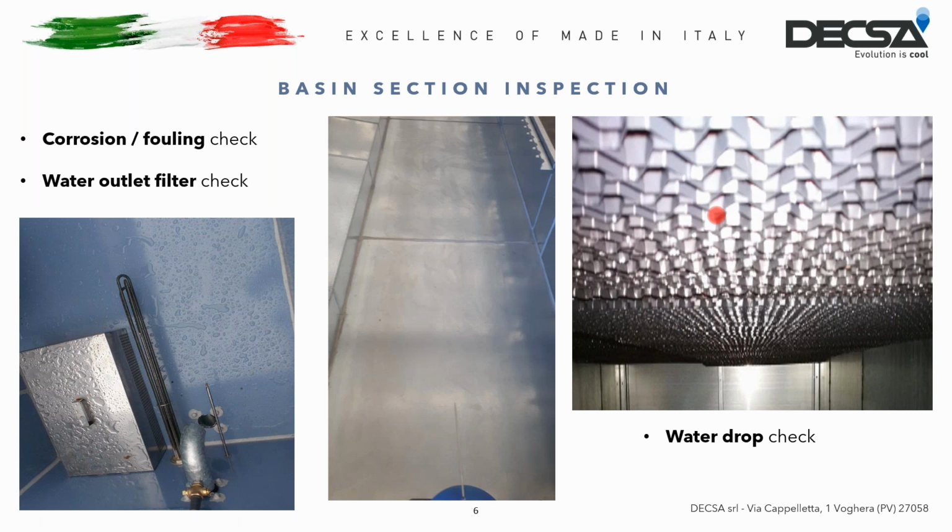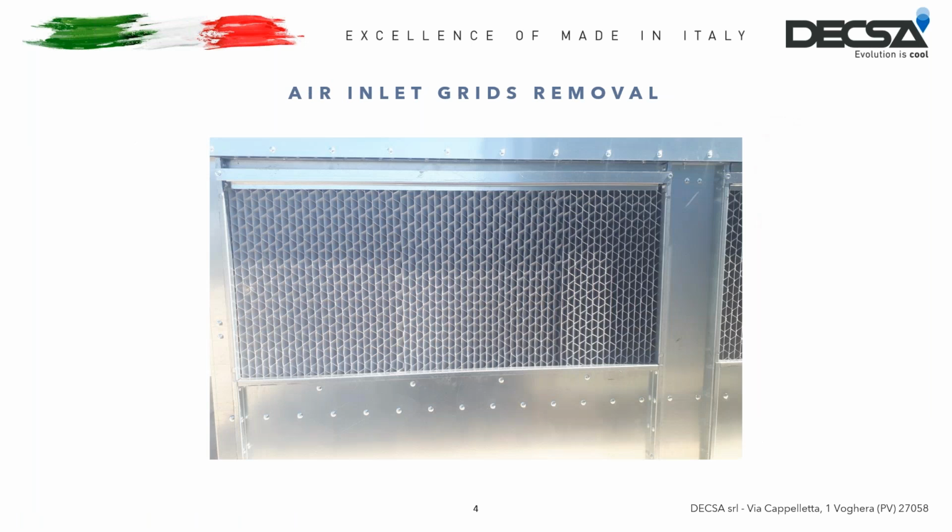That said, you can check the flow of the water from the nozzle at the bottom of the basin. If the rain from the bottom of the filling flows evenly from the whole surface, it means that there are no clogging or fouling problems. Once these checks have been completed, the air inlet grids can be repositioned and fixed by fastening their support to the structure.